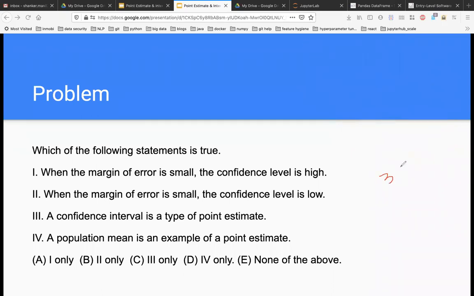But of course, this cannot be true, right? In real life, you know that. So a lot of factors are there. Just a number, you'll give a point estimate.